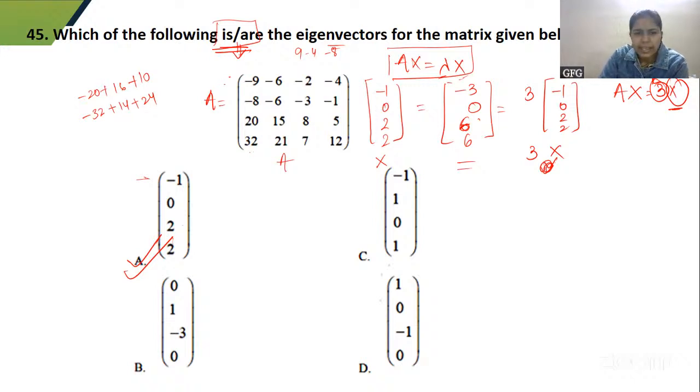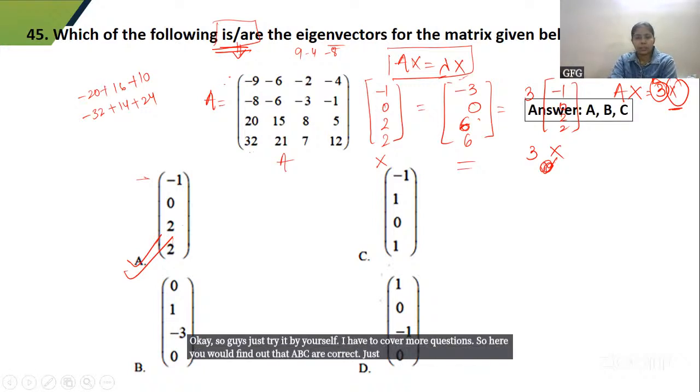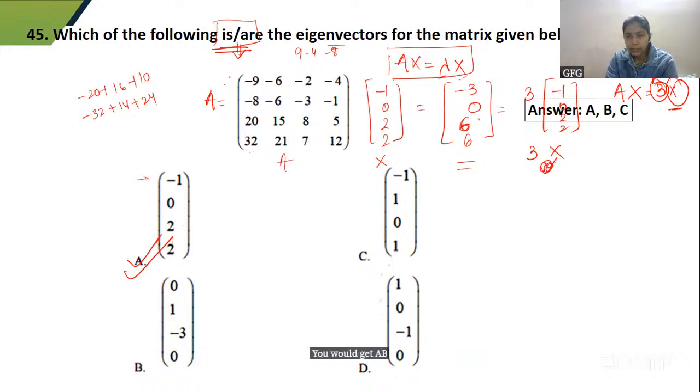Okay, so guys, just try it by yourself. I have to cover more questions. So here you would find out that A, B, C are correct. Just check all the calculation by yourself. You would get A, B, C as correct options.